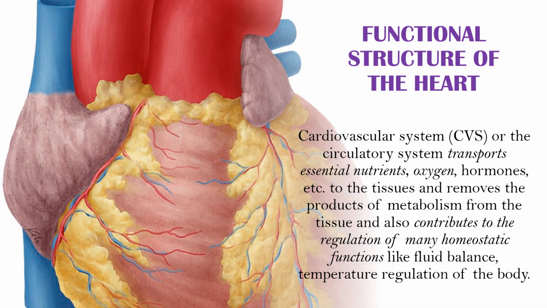Functional structure of the heart. The cardiovascular system, CVS, or the circulatory system transports essential nutrients, oxygen, hormones, etc., to the tissues and removes the products of metabolism from the tissue, and also contributes to the regulation of many homeostatic functions like fluid balance and temperature regulation of the body.